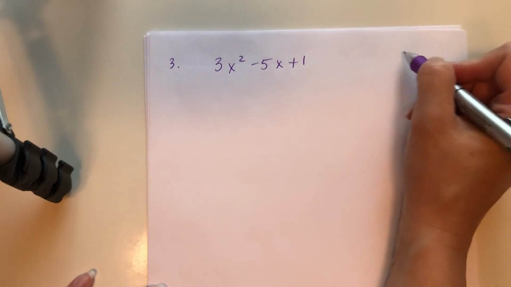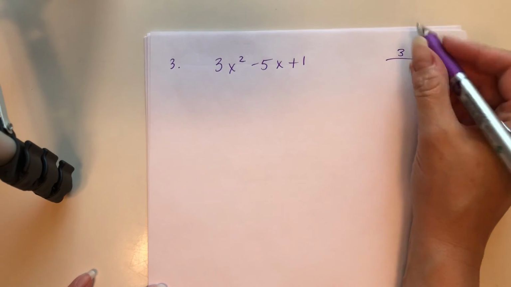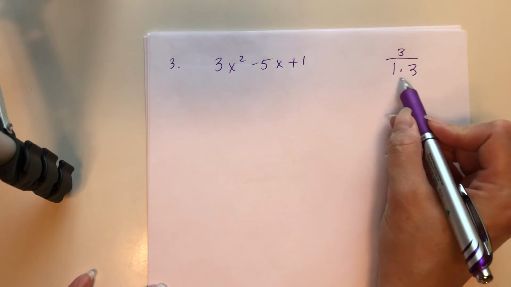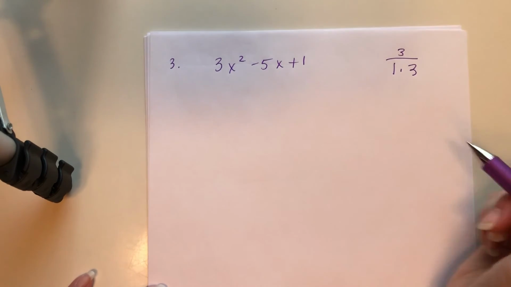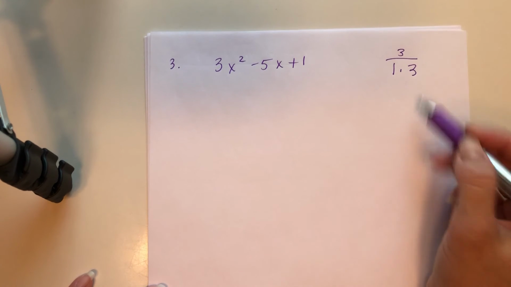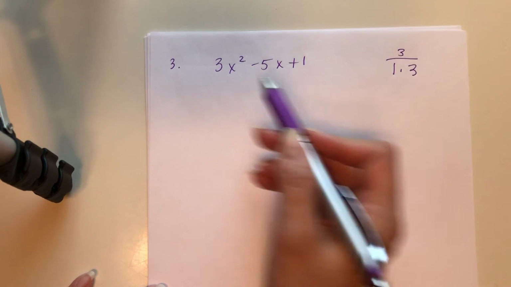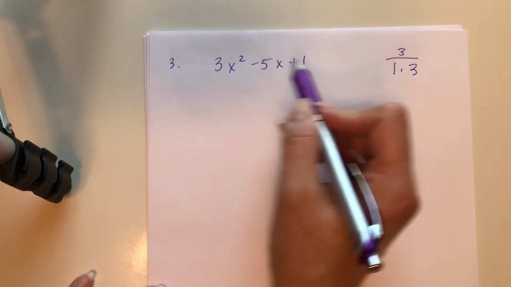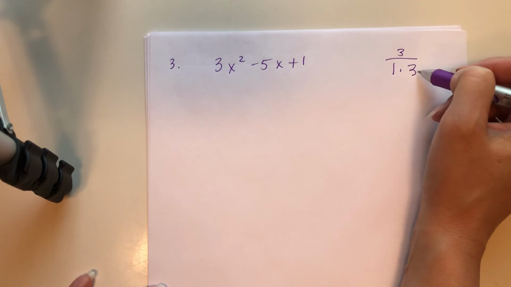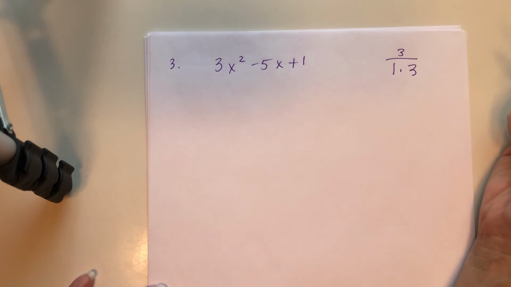3 times 1 is 3. This one should be easy because there's only one way I can factor 3. 1 times 3. Can I add or subtract 1 and 3 to make a -5? No, I can't. And I don't have any other options here. I'm not going to worry with fractions or anything like that. So I did a times c. 3 times 1 gives me 3. And when I break it down, I can do 1 times 3, but it's a prime number. There's no other way that I can break it down.